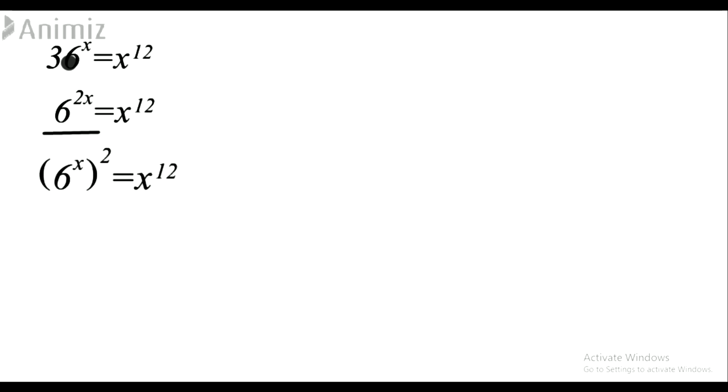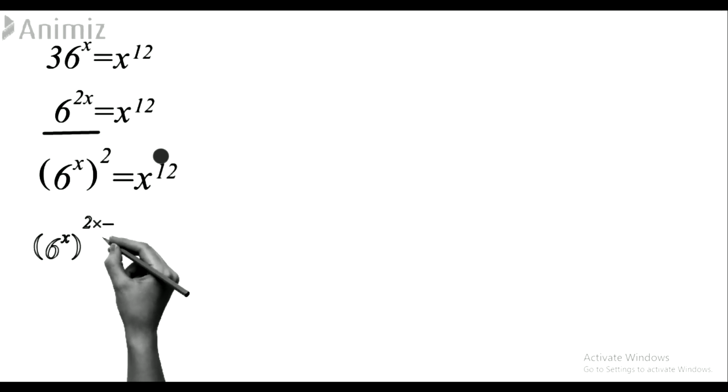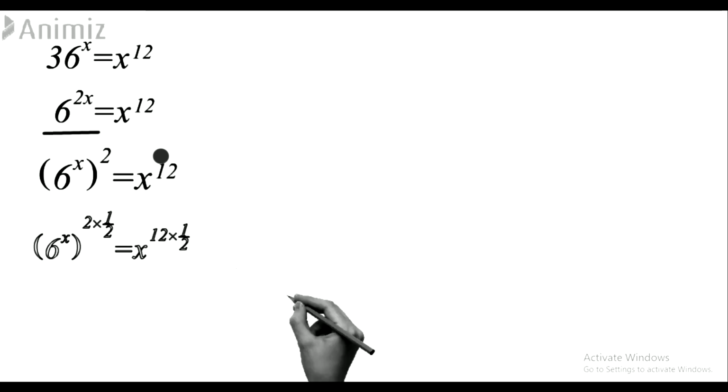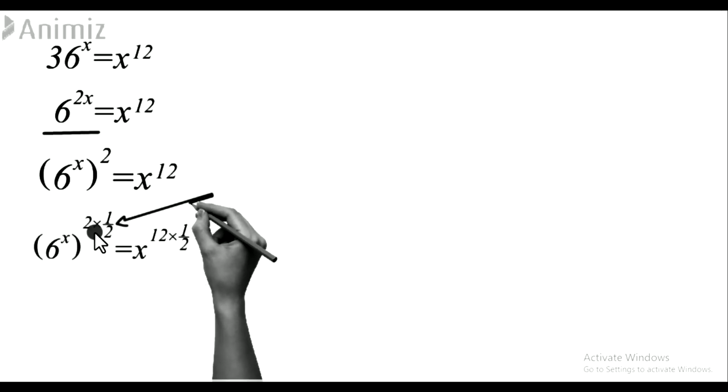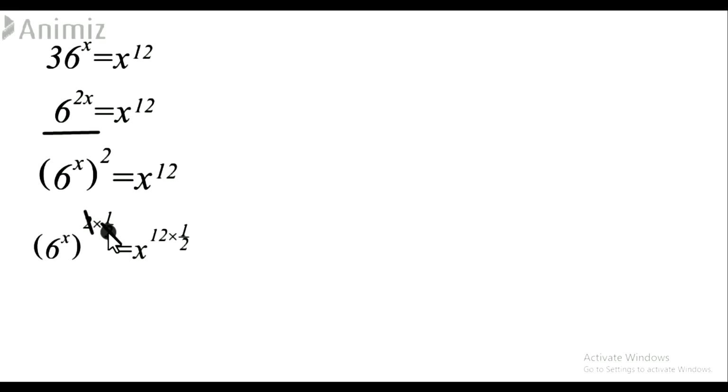So how do we get rid of the exponent 2 here? We just have to take an exponent of half on both hand sides. So we take an exponent of half on both hand sides. So we are getting 6 exponent x power 2 times half is equal to x exponent 12 times 1 over 2. So let's further simplify. Here we can see that the 2 will cross out the 2, leaving us with 1.